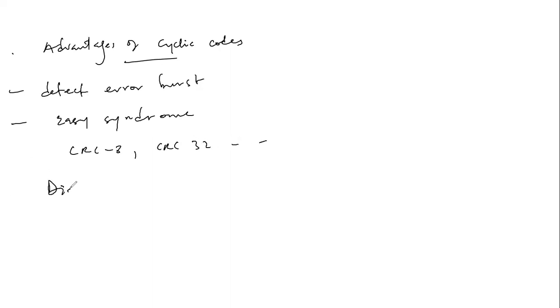But the fundamental disadvantage of cyclic codes is that the error correction is a little complicated, since the combinational logic circuits in the error detector are complex.